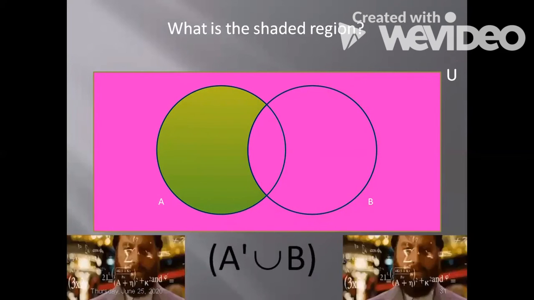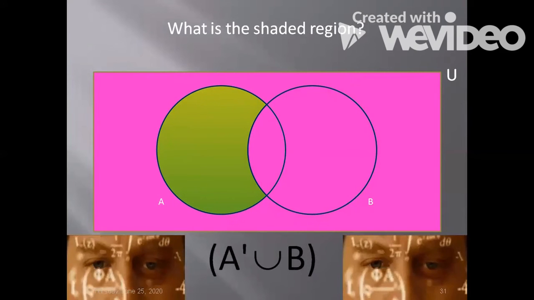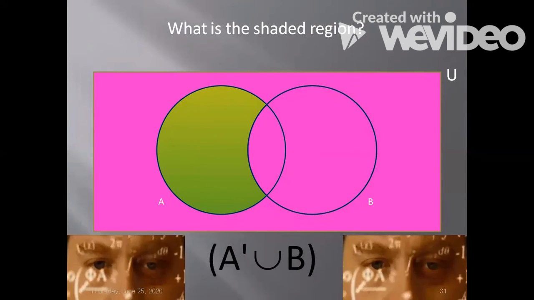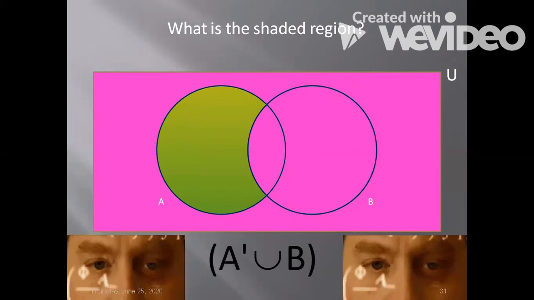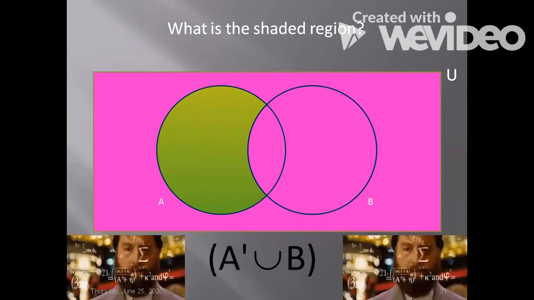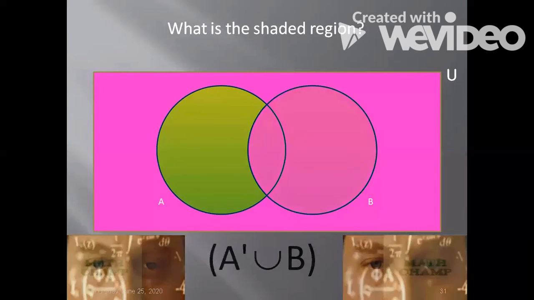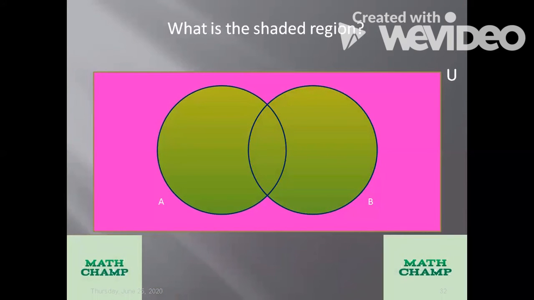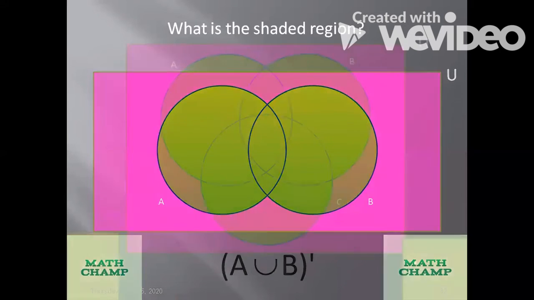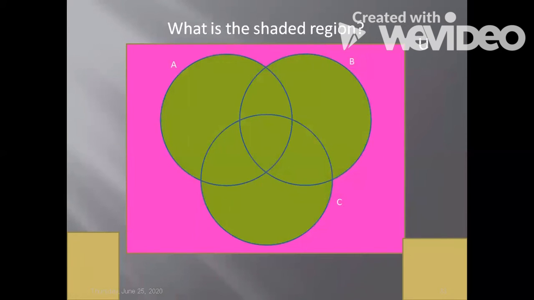Right, so it's A complement union B. All right, so remember, complement means not A. Moving on to the other one. So this one is A union B complement, which we did a while ago. All right, wow, look at this one now. This one we have 3 sets. And what is shaded is everything outside those 3 sets. So obviously it will be A union B union C complement.